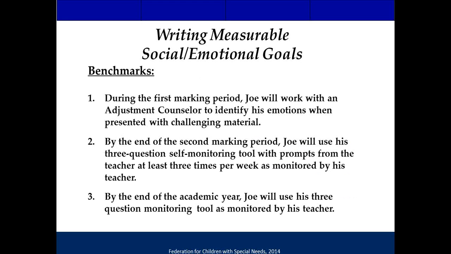And here are the benchmarks. Again, the adjustment counselor will help him identify the emotions, and then he'll go into using his 3-question self-monitoring tool. The second period, he will be prompted to use the tool at least 3 times a week, and then by the end of the academic year, he will use his 3-question monitoring tool, hopefully without being prompted. Again, whether he can achieve that, we will see. If it's obviously not working during the year, we all know you can go back to the drawing board and try another technique or a different benchmark.